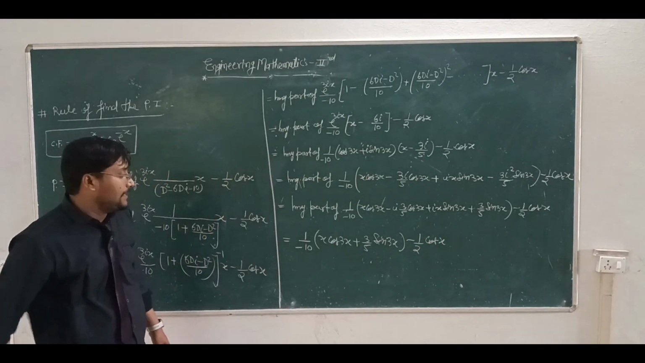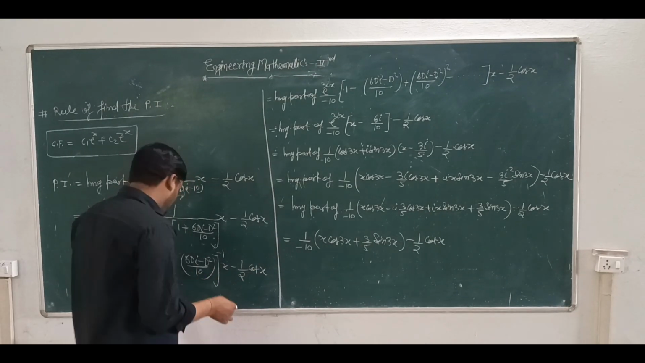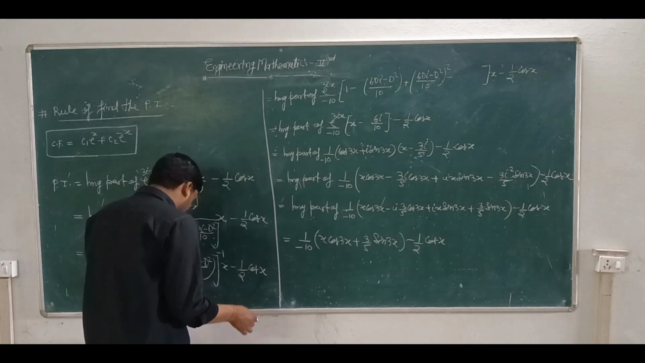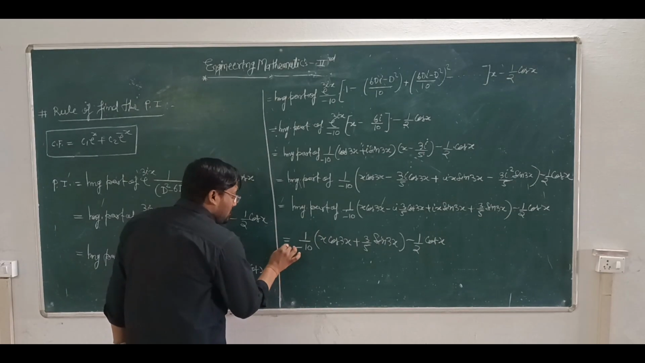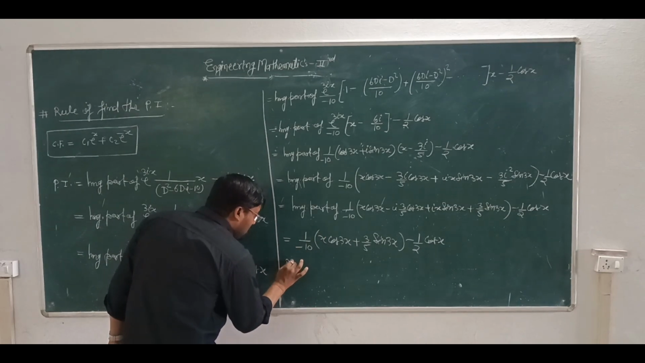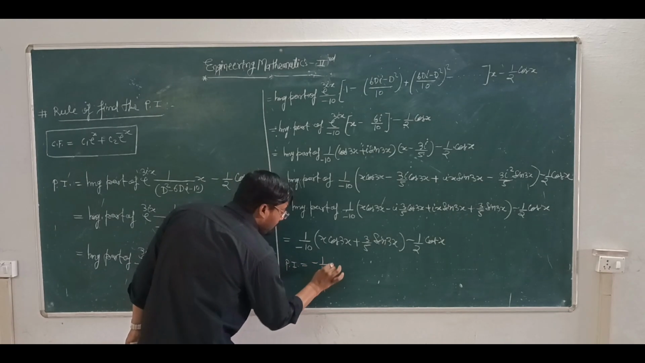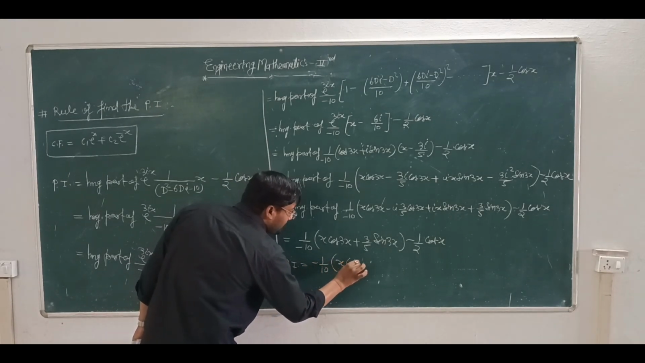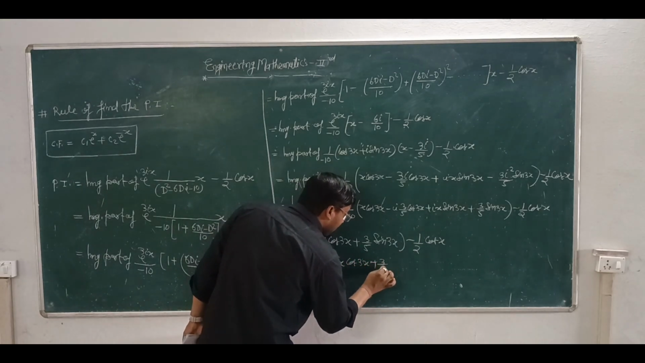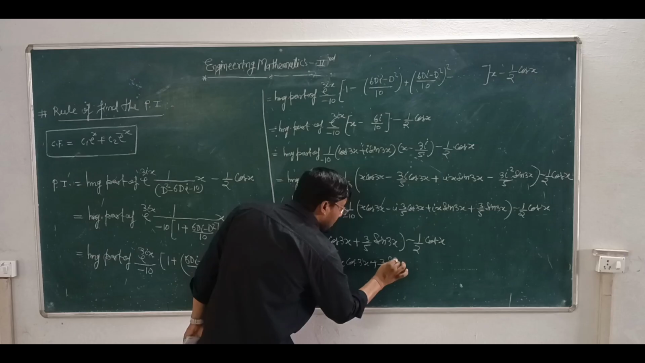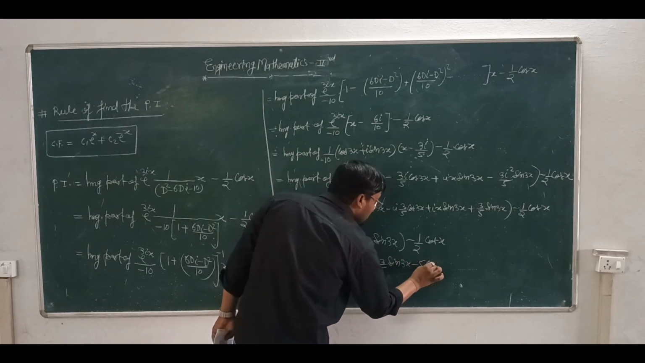This is your PI. PI is equal to minus 1 by 10 x cos 3x plus 3 by 5 sin 3x minus 5 cos x.